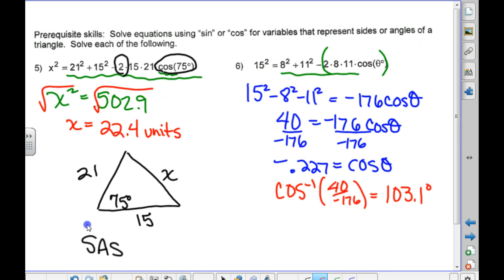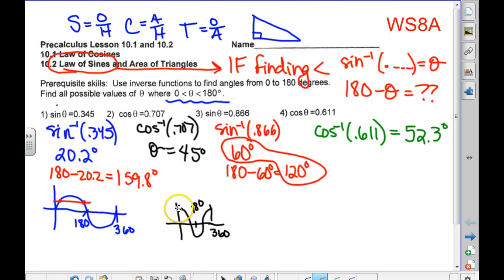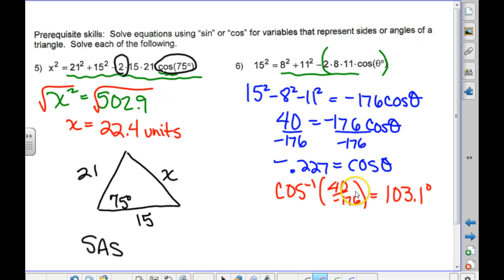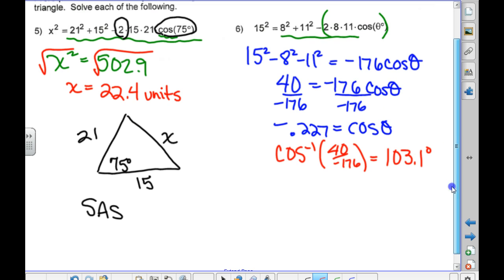Remember my little graph a minute ago? Cosine goes from positive to negative on the graph from 0 to 180, right? Where does it become negative? After 90. Okay, so I knew that it was going to be an obtuse angle because the cosine was negative right here. All right, the situation for this question would have looked like this, okay? You were given 3 side lengths, 15, 8, and 11.